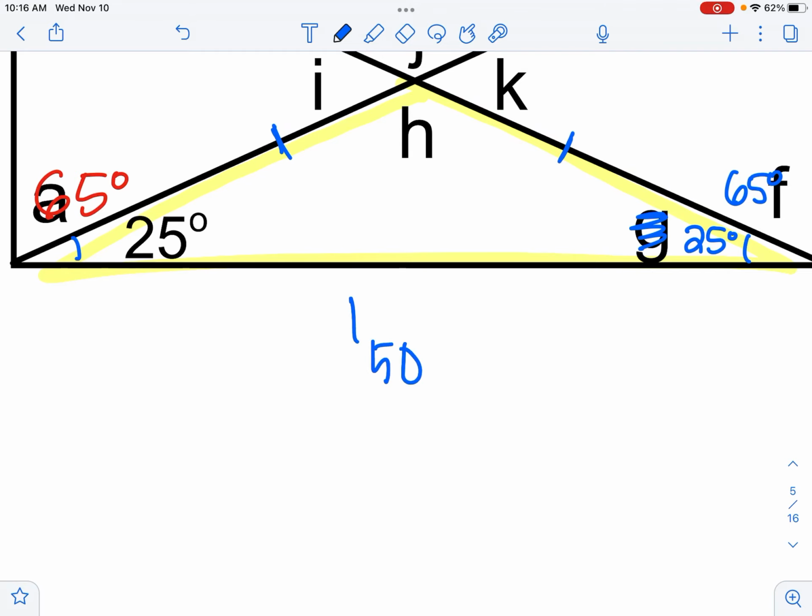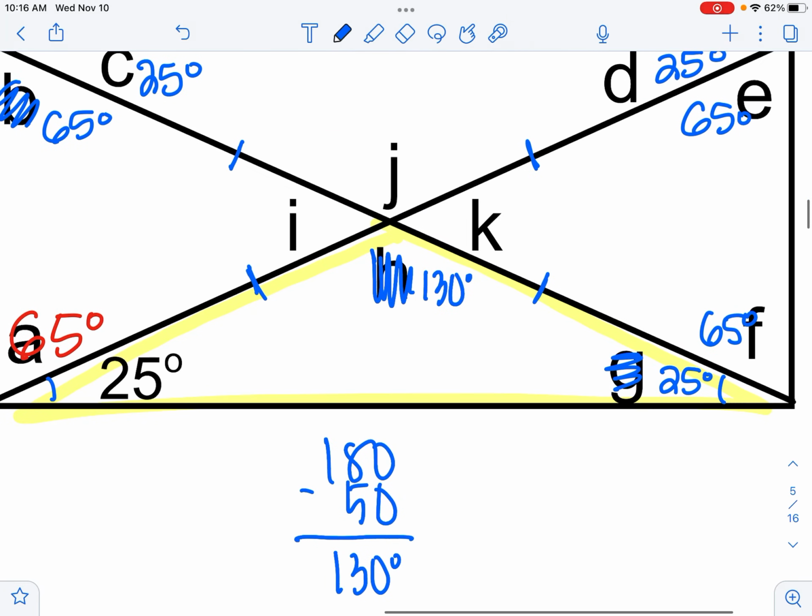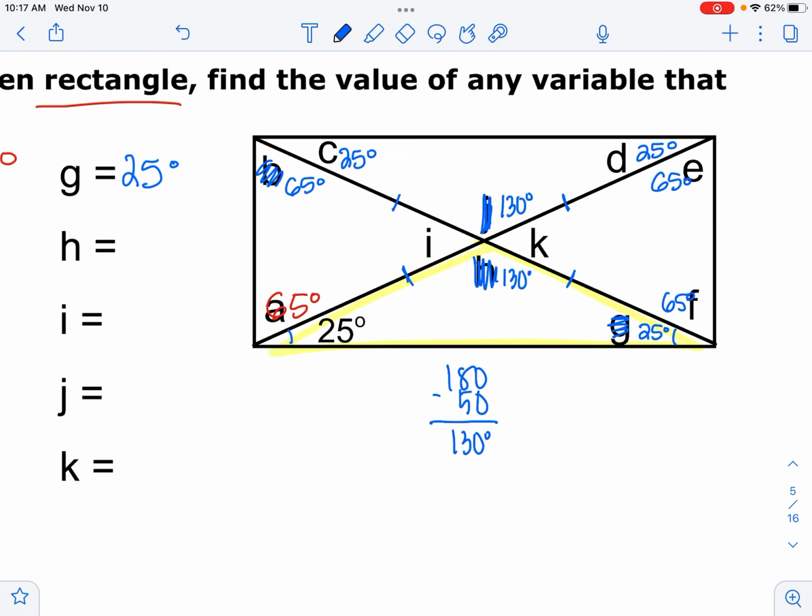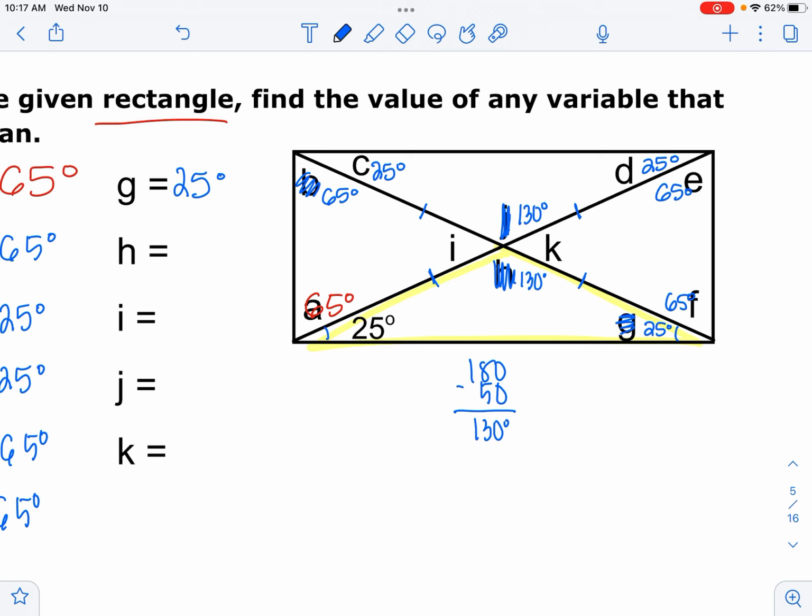25 plus 25 is 50. 180 minus that is 130. So angle H is 130 degrees. While I'm here, I know vertical angles are congruent, so this is 130. So H and J are 130 degrees.